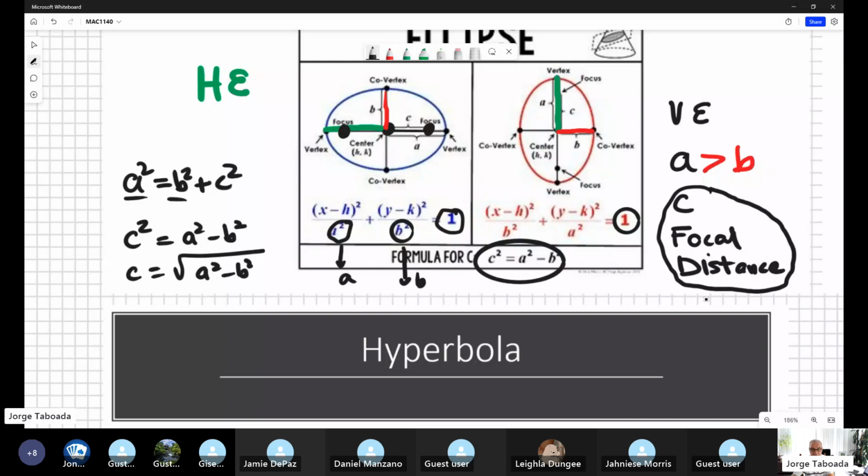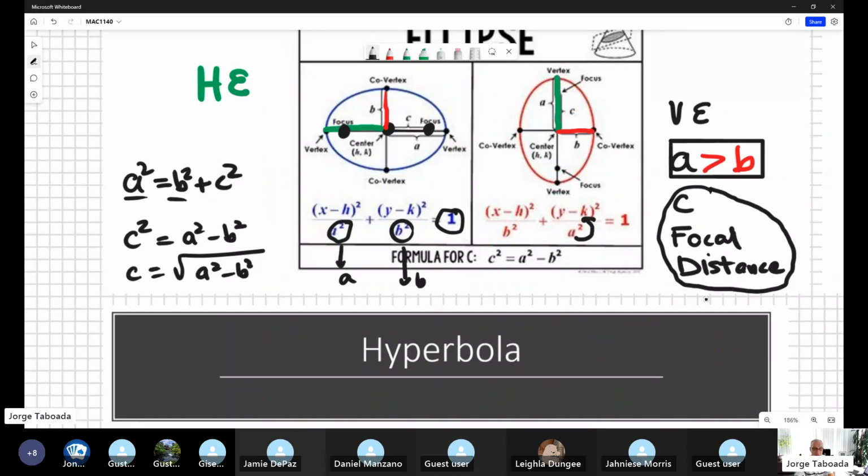How do you recognize if it is vertical or horizontal? Easy. Look at that. In this case it is vertical. You always suppose that this inequality is true, 100%. So A is bigger than B. And you see the association between A and Y. Therefore, that indicates to us that the major axis is coincident or parallel to the Y axis.